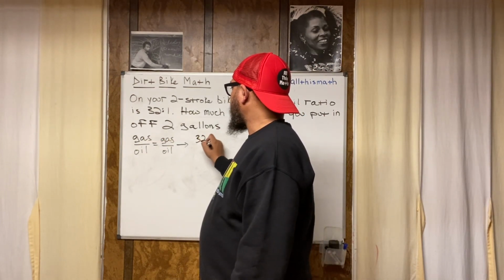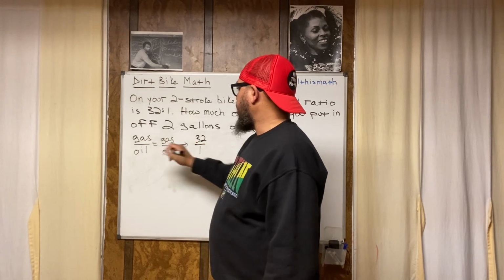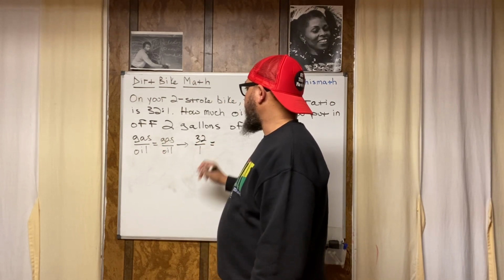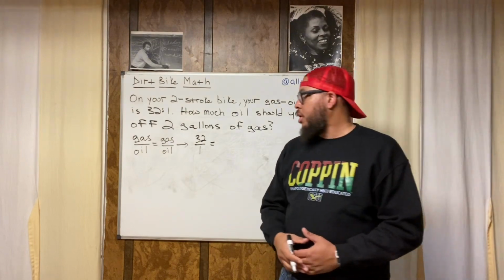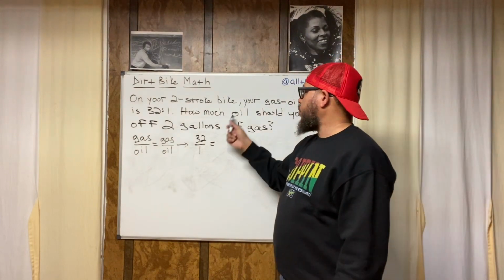So the first fraction is going to be 32/1. Then you put the equal sign, right? Then the next fraction is going to include the information that we're trying to figure out. We're trying to figure out how much oil. How much oil?